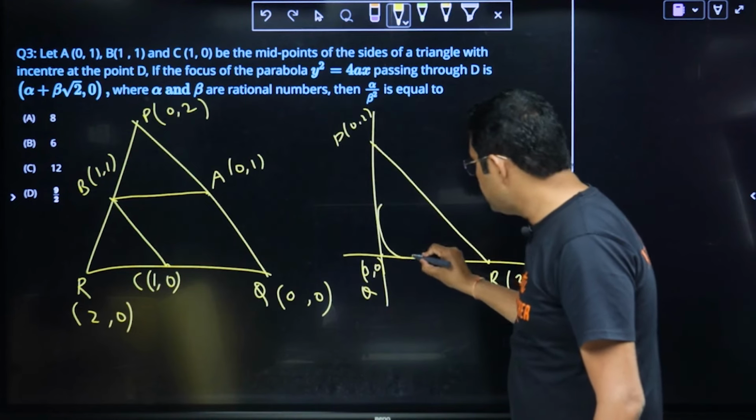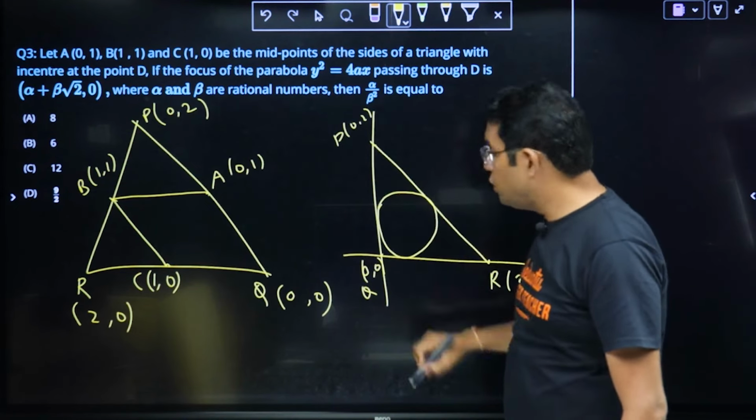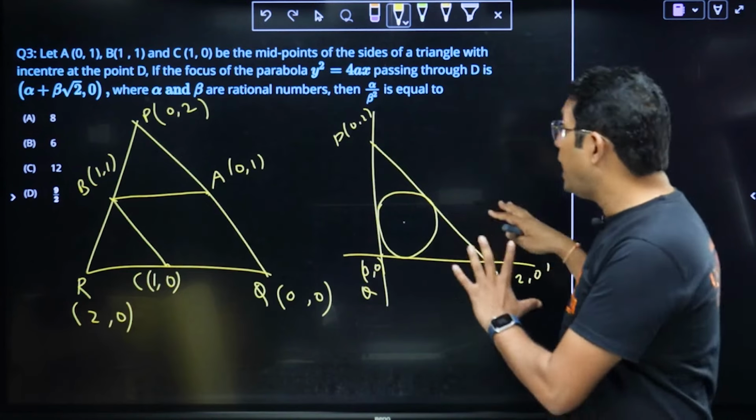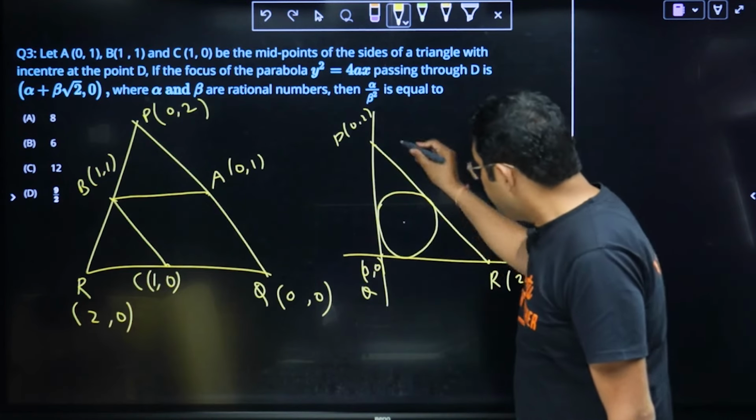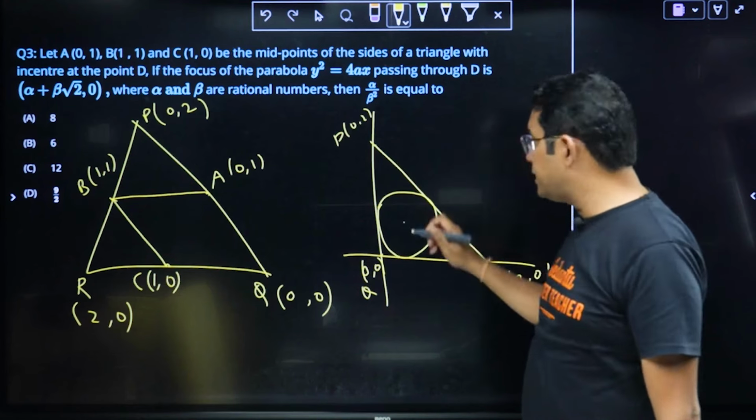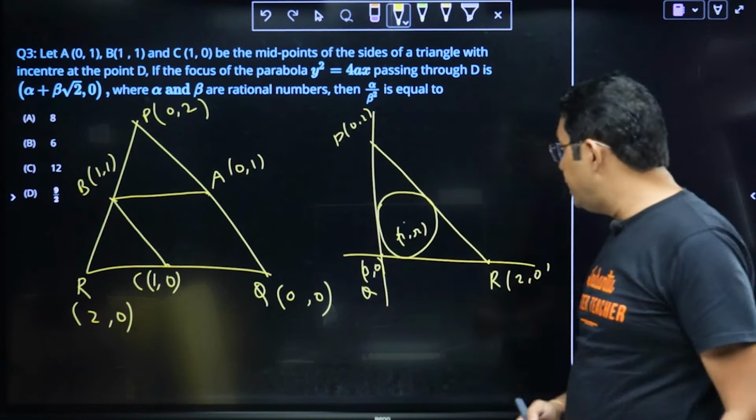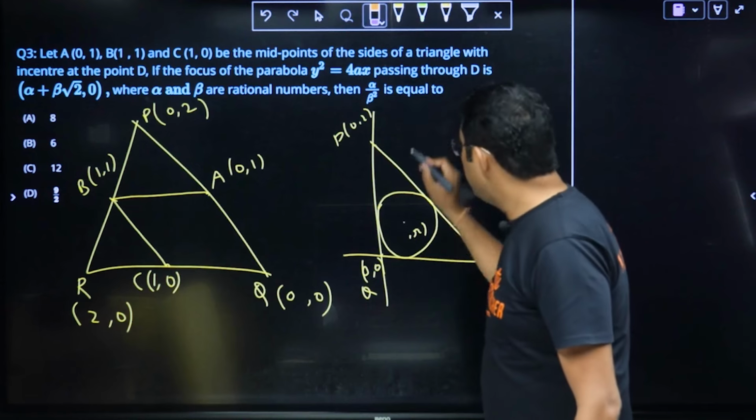Now we are asked to find the radius or center of the incircle lying in this right isosceles triangle actually. Okay, if this circle is touching both x-axis and y-axis, we can take its center to be r comma r, where r is the radius. Okay, r is the radius.